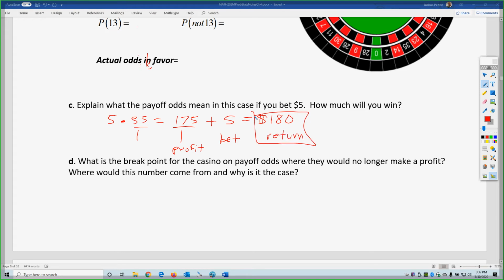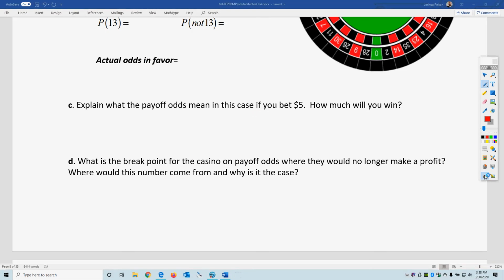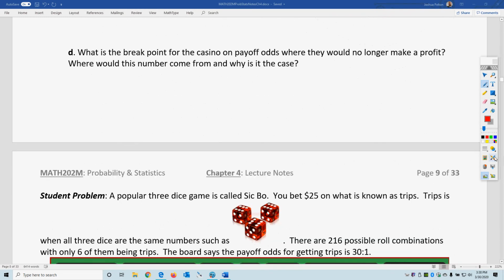Okay? So, what do you win? You win $180, but it's not all profit. Okay, only $175 is a profit. Okay? So, the odds of the game are not the same as the odds of what they pay. So why is that? Well, let's break it down into 3 different categories.